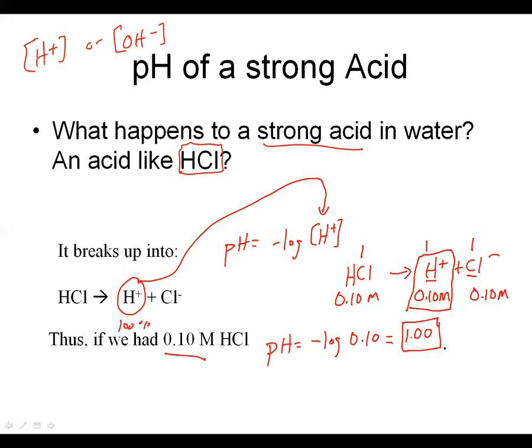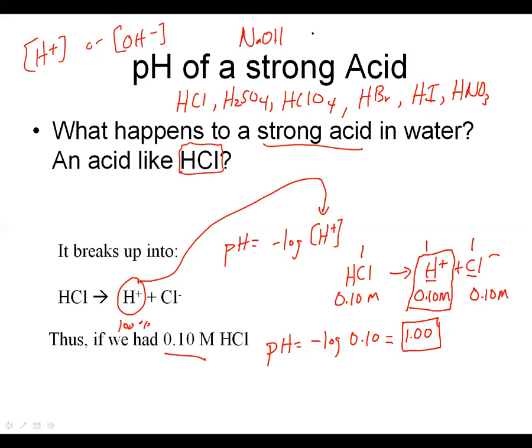Again, a reminder: HCl, H2SO4, HClO4, HBr, HI, HNO3. These are all strong acids that we come across. A lot of the strong bases like sodium hydroxide and potassium hydroxide, again, they have that OH minus in it as part of the formula.